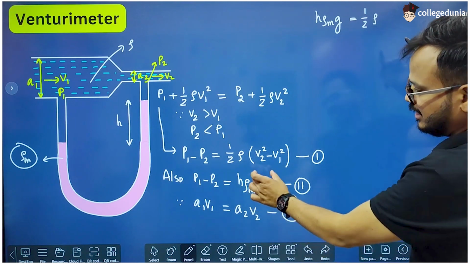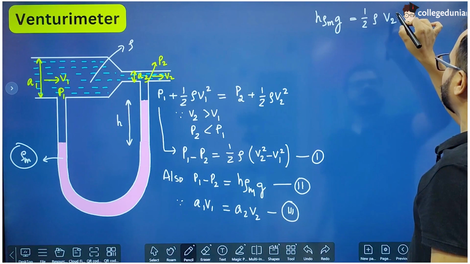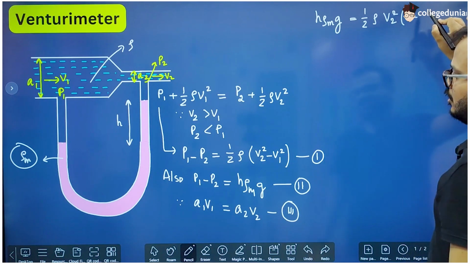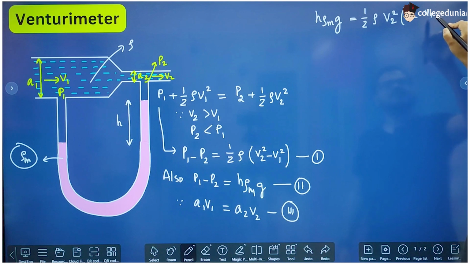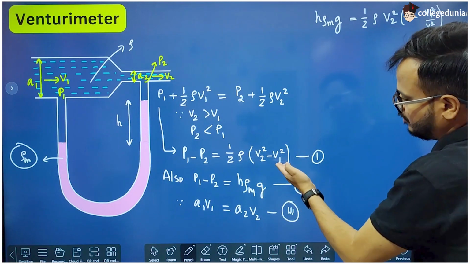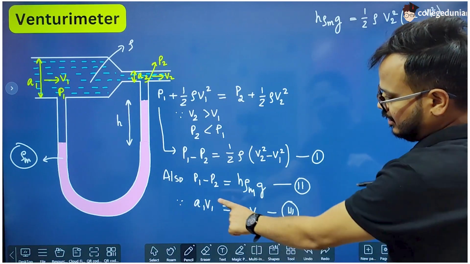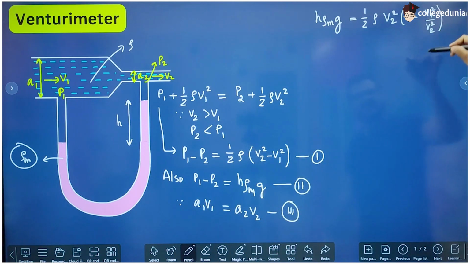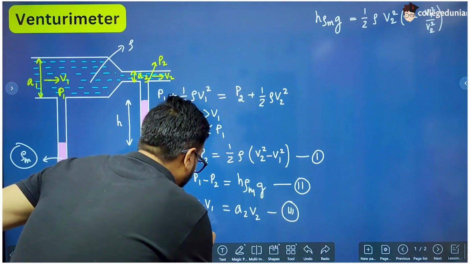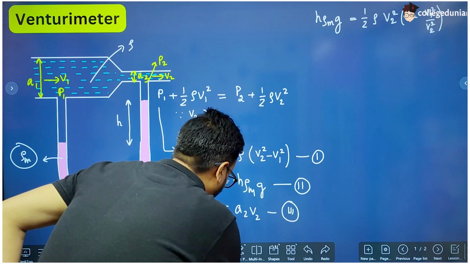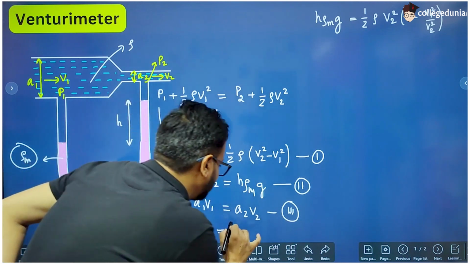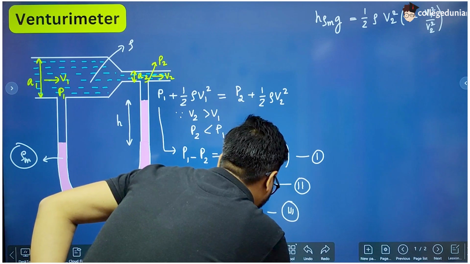So this is half rho. Now let us take V2 square as common, so 1 is left here, and V1 by V2 square. Because we have taken V2 square as common, but there was no V2 square in this term, we have to divide this term by V2 square, right? Okay, and since A1 V1 equal to A2 V2, what is the value of V1 by V2? The value of V1 by V2 is simply A2 by A1.